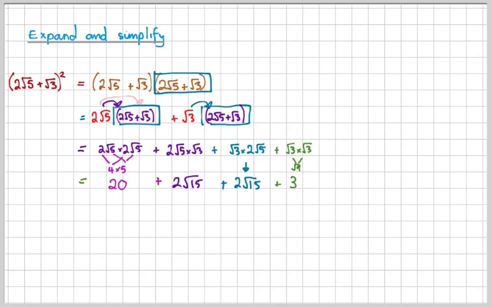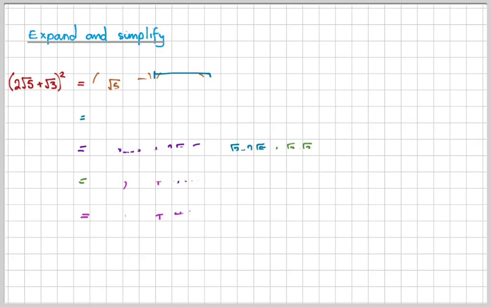We can combine like terms. So we get the 20 plus the 3 is 23. And 2 root 15 plus 2 root 15. How many root 15s? 4 root 15. Okay? And that is your final answer for that video. Thank you for watching.